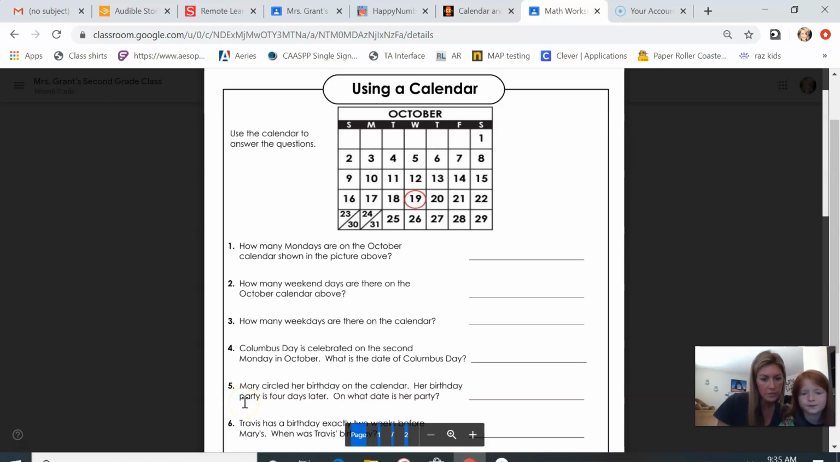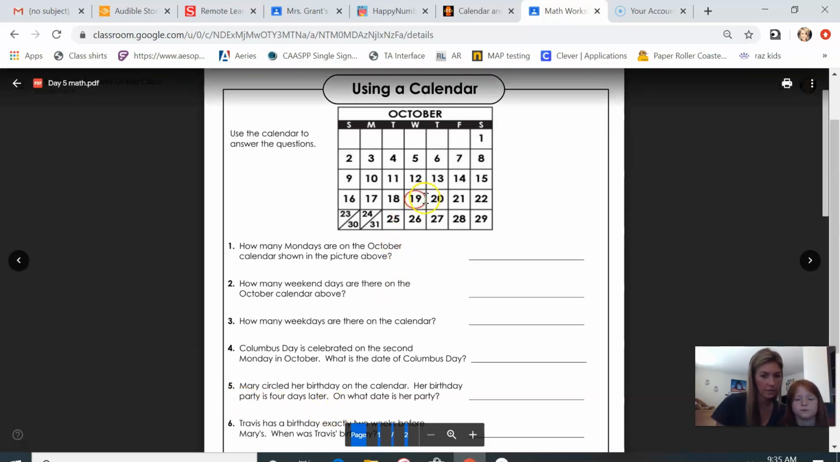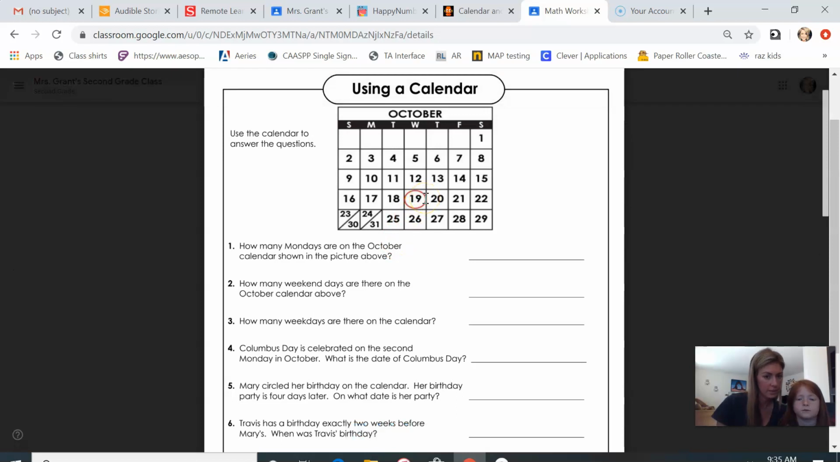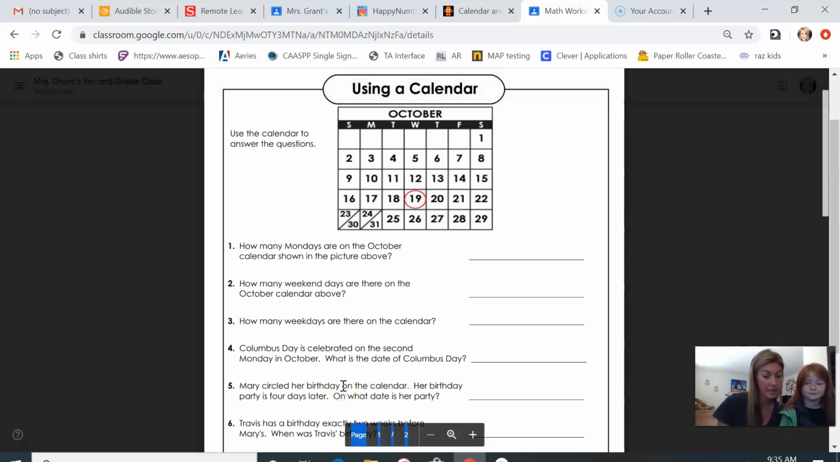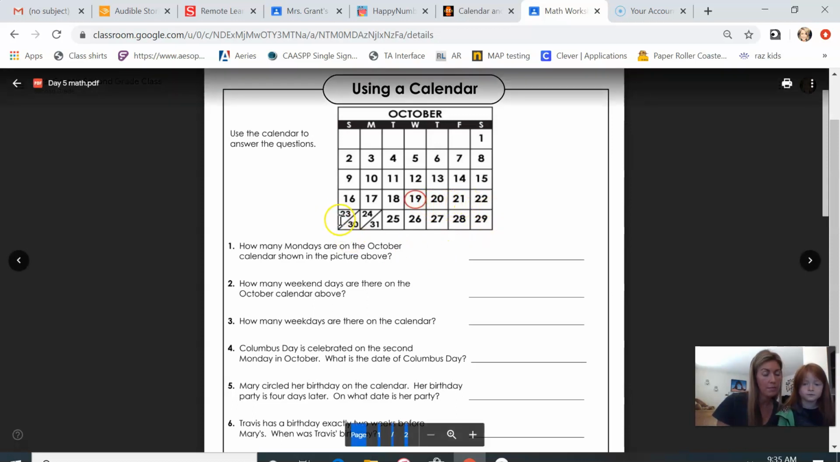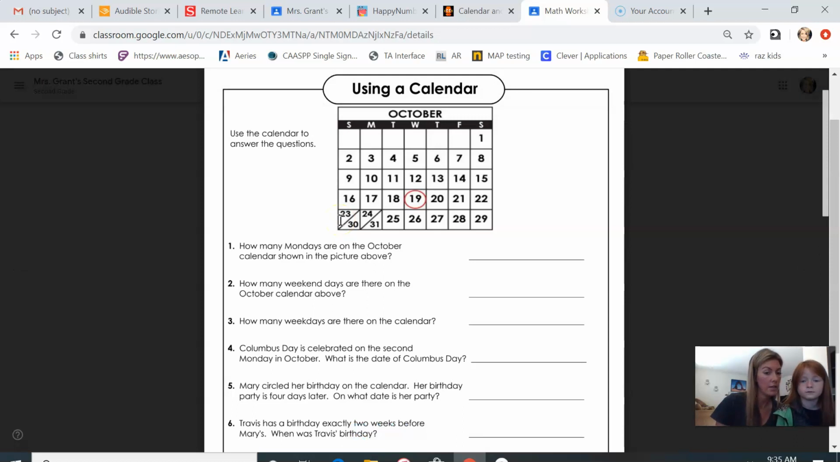It says Mary circled her birthday on the calendar. So first of all, what date is circled on the calendar? The 19th. That's Mary's birthday. But she had her party 4 days later. On what date is her party? So if we start on the 19th and then we count 4 days later, 1, 2, 3, 4, that means her party was on Sunday the 23rd. You see that? Excellent.